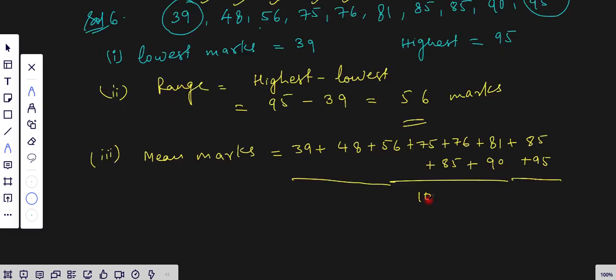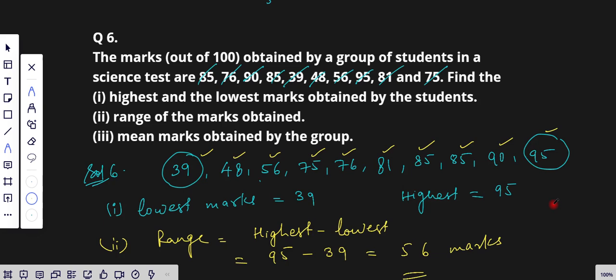Now you need to add all these values and the sum is equal to 730. 730 divided by 10 is equal to 73 marks. So the average or the mean marks of the class of students is equal to 73 marks. I hope all these questions are understood by you. If not, you are free to ask me in any other Zoom session. Note it down fast.